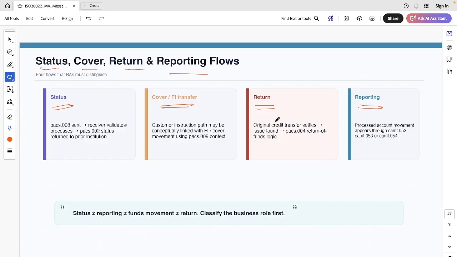So as a BA, you must be able to classify the business role first. Is this status? Is this a cover, return, or reporting? If you classify the flow correctly, selecting the message type and designing the requirements becomes much easier.